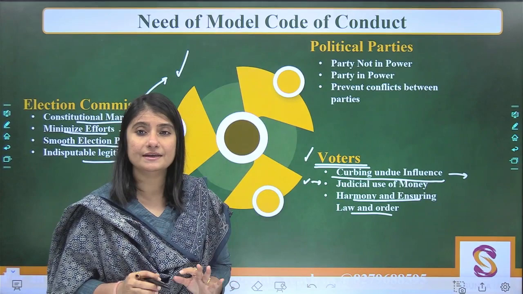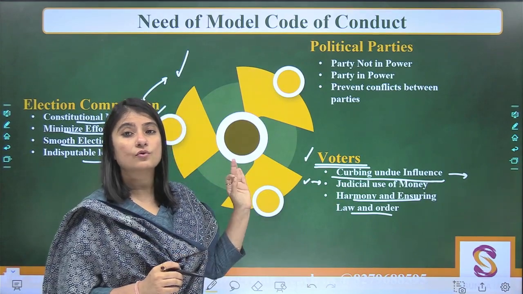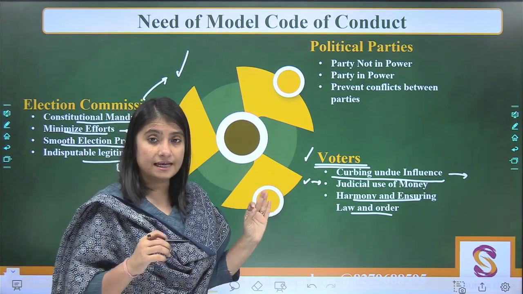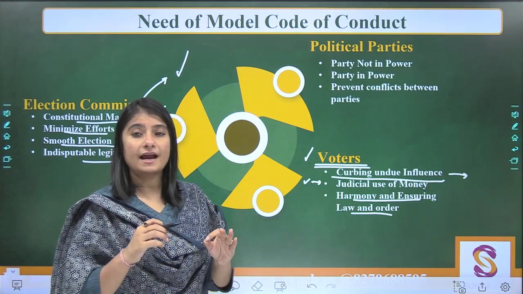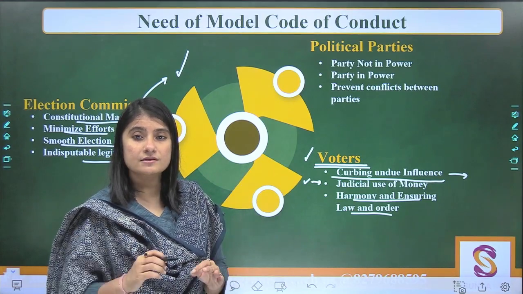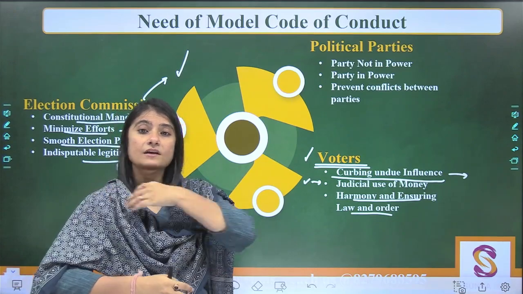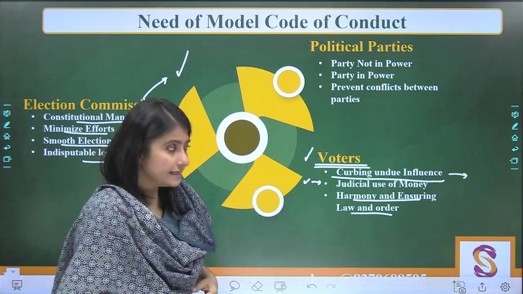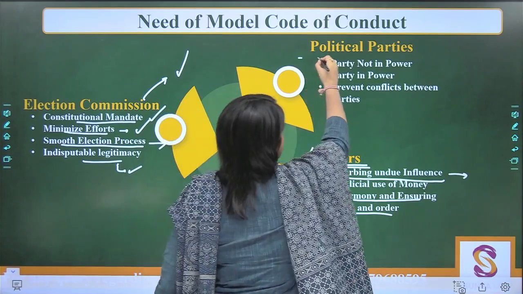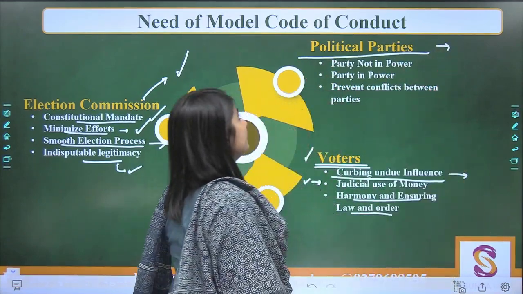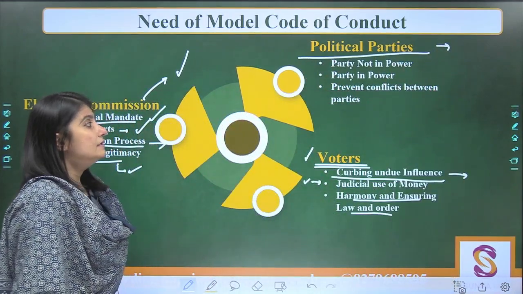So what will happen is, if people adhere to the model code of conduct properly, then we will have free and fair elections, just the way our constitution had given the responsibility to the Election Commission of India. Now how do we need it for political parties?